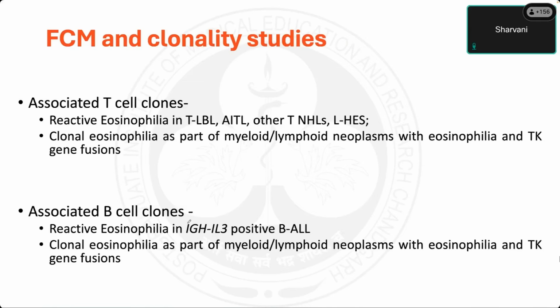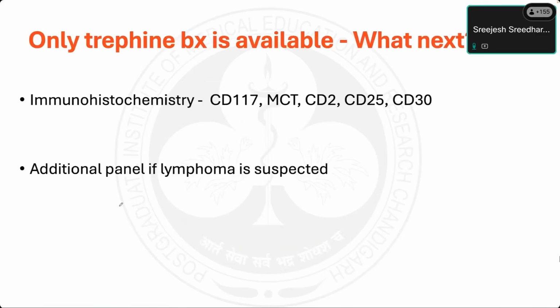Similarly, abnormal B clones can be associated with eosinophilias. This IGH::IL3 is a very peculiar entity where the percentage of B blasts can be as low as 5%. So the eosinophilia can completely mask the underlying abnormal B lymphoblasts. So we always go for flow cytometry to look for abnormal B and T cells in cases of eosinophilia. But here we have only a trephine biopsy, so we cannot go for flow cytometry.